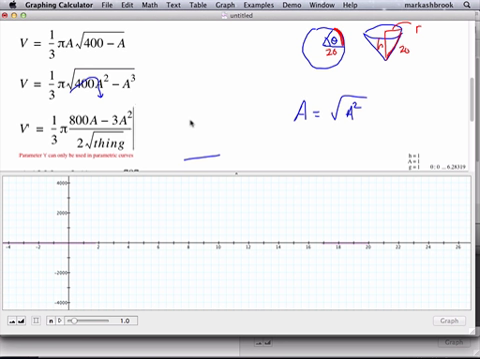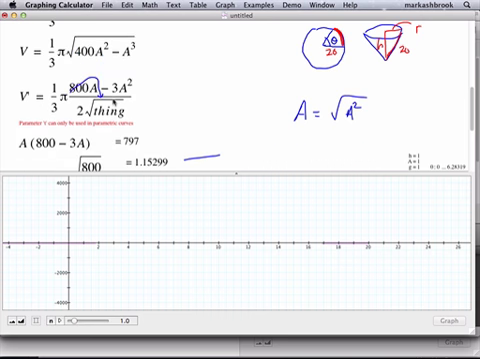Okay, and so we get a ratio, but we're interested in where the derivative is what? 0. So we don't really care about this, because what makes a fraction 0? What makes a fraction 0? Top is 0, right? So all we really care about is this right here: 800a minus 3a squared. When that's 0, we've got our critical point.